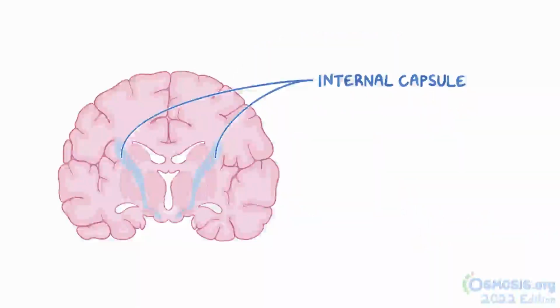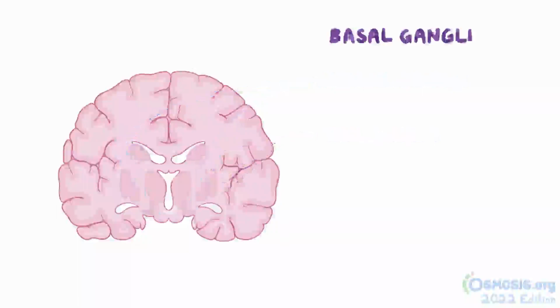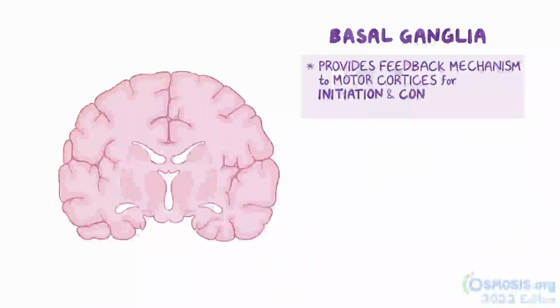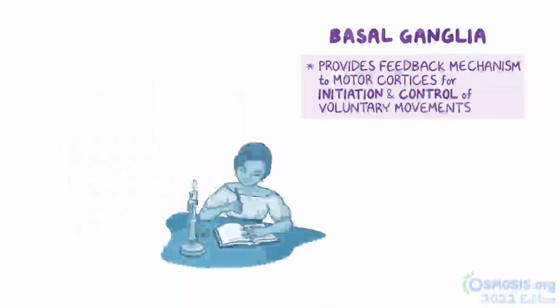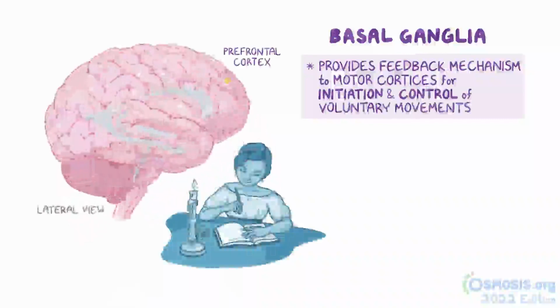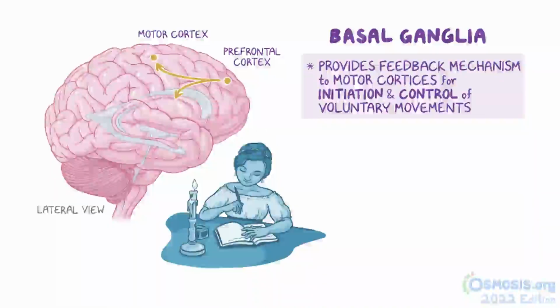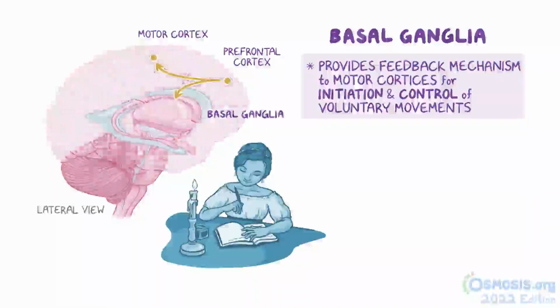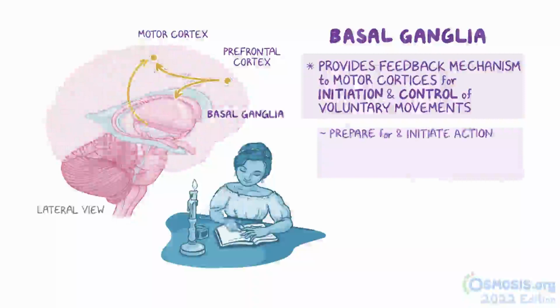On both sides of the internal capsule, we can see areas of subcortical gray matter that form the basal ganglia. The basal ganglia are very important for providing a feedback mechanism to motor cortices for initiation and control of voluntary movements. So, for example, you want to write your name on a piece of paper. First, you plan the movements using your prefrontal cortex, and that sends a signal to the motor cortex as well as the basal ganglia. The basal ganglia now help the motor cortex prepare for and initiate the action. The result is that you position your arm so that you can start writing.